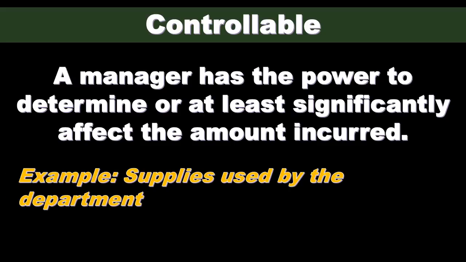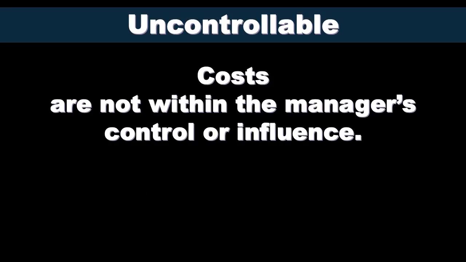For example, a department manager will have control over the supplies used by the department. That's going to be something that they're going to be held accountable for because they have control over the supplies that are used. We can contrast that to uncontrollable costs. Costs are not within the manager's control or influence. If something is not in our control or influence, it's not reasonable for us to be held accountable for it. The same concept, of course, is true for responsibility accounting.